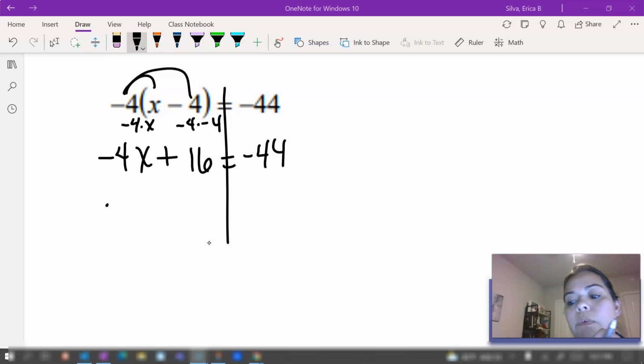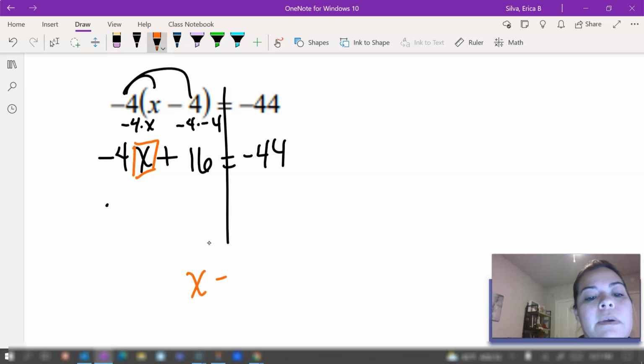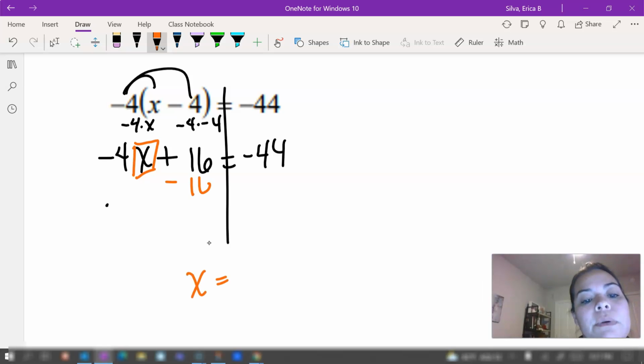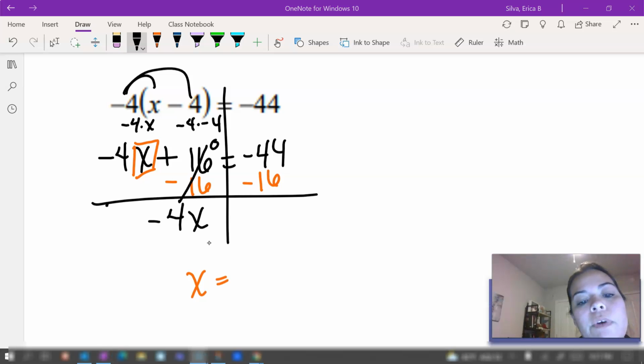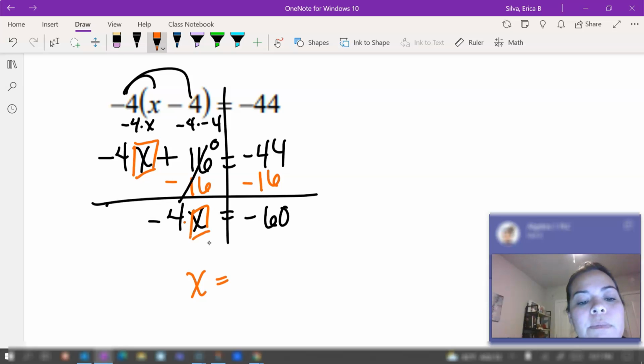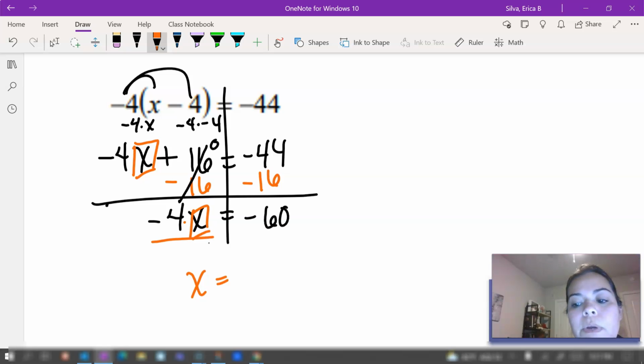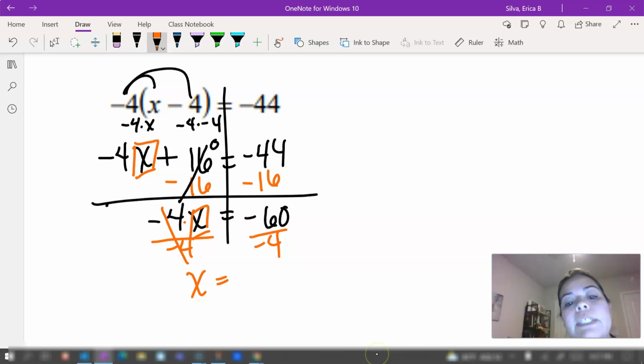And the first thing we want to remove is whatever's being added or subtracted. See what that x is. We're adding 16, so we want to do the opposite, which is subtract. This gives us 0. Then we get our new equation. Negative 4x is equal to negative 60. And then that negative 4 is attached to that x by multiplication. So we want to do the inverse, which is divide. And negative 60 divided by negative 4 is positive 15.